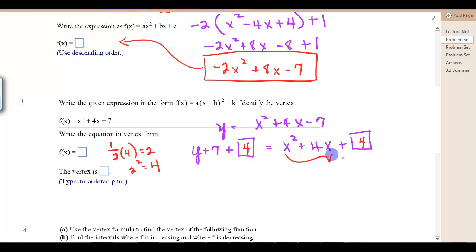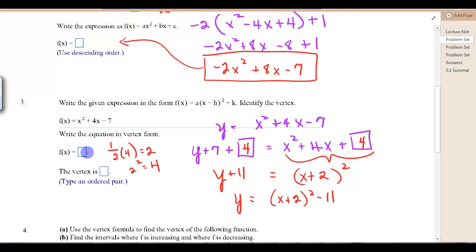I'm going to factor that into something squared, and I'm going to combine those two. All right, this is x plus, match that sign, and then whatever the half was, that's a 2. All right, and then I'm going to move that over. So that equation there goes in this box here.